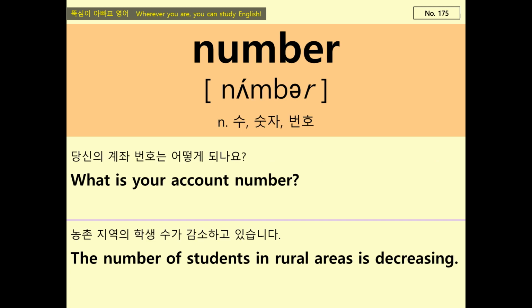Number. 수, 숫자, 번호. 당신의 계좌번호는 어떻게 되나요? What is your account number? 농촌 지역의 학생 수가 감소하고 있습니다. The number of students in rural areas is decreasing.